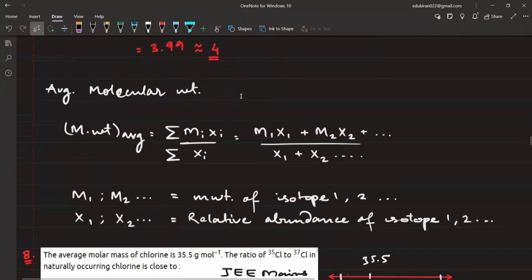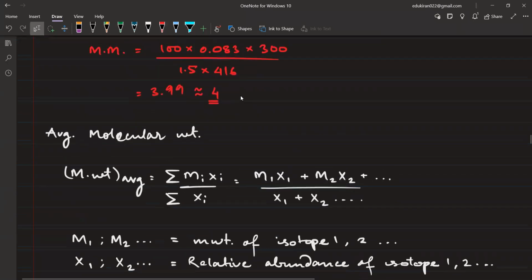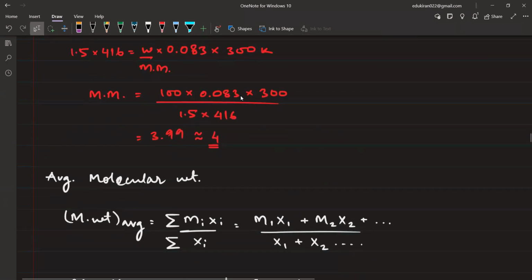See next, the average molecular weight. The answer is equal to 4. You must have already plugged in the values. Still, if you want to write, please write it down.